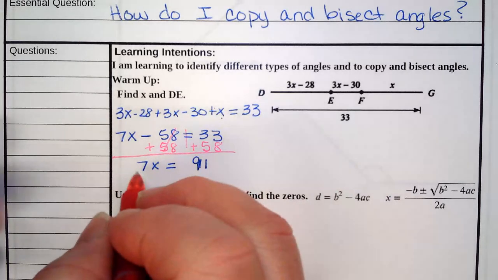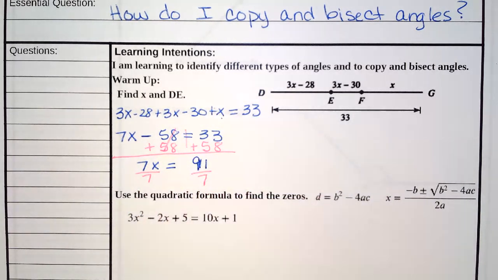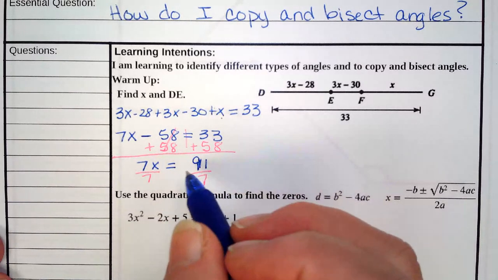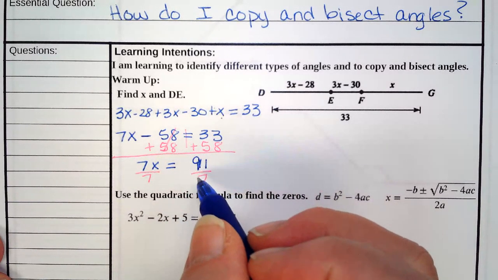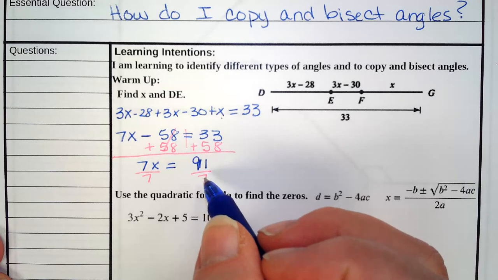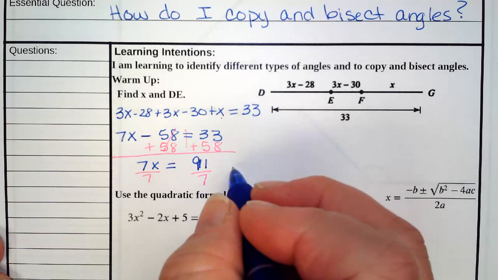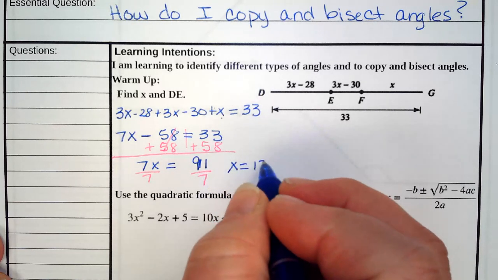Last step is to divide by 7. Okay, 91 divided by 7. 91 is the same as 70 plus 21. 70 divided by 7 is 10. 21 divided by 7 is 3. So x is equal to 13.